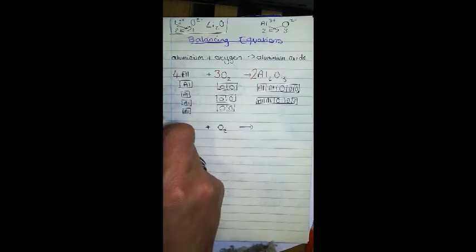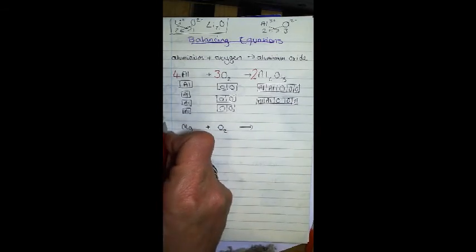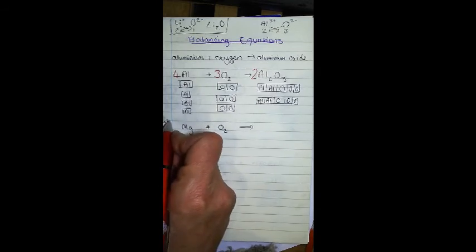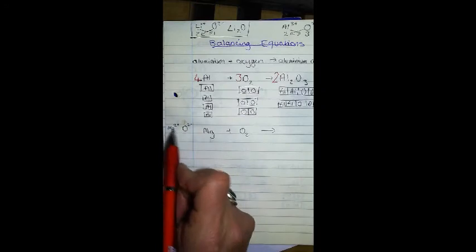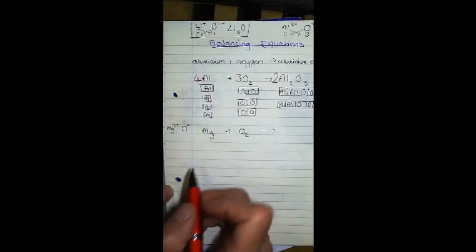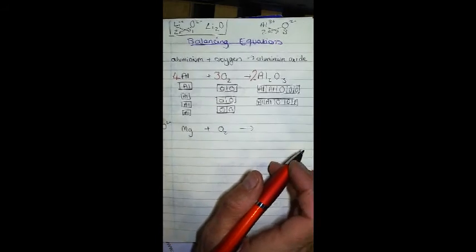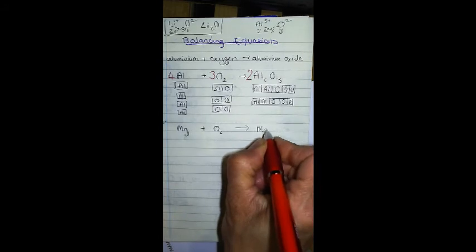Now I'm going to think about my magnesium oxide. This is an ionic compound. Magnesium is in group 2, forms a 2+ ion. Oxygen is in group 6, forms a 2- ion. If I put those 2 ions together, 2+ cancels out 2-. So therefore the formula of magnesium oxide is simply MgO.